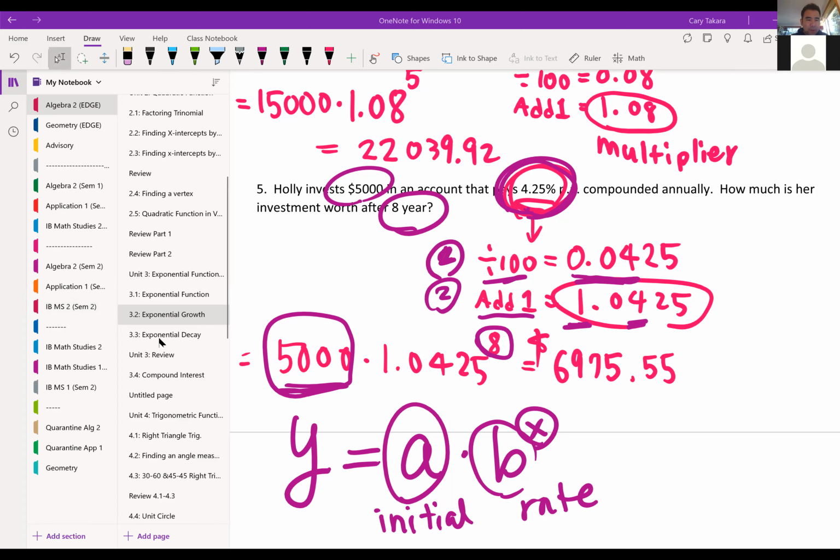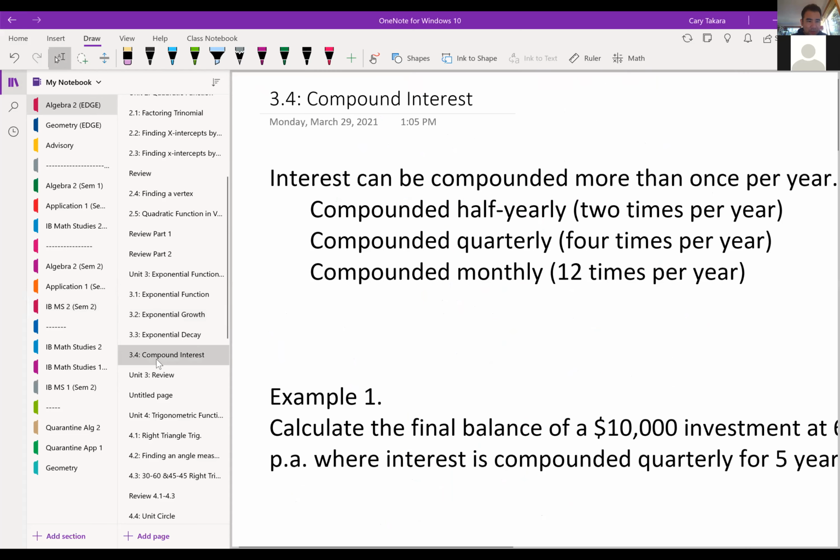So now what we are going to do today is what's called compound interest. Now, we just briefly, very quickly went over the banking system problem, right? You put 5,000 in the bank. The bank says it will give you a 4.25% interest rate. Now, if you are getting 4.25% just once a year, then that's what the answer is going to be.